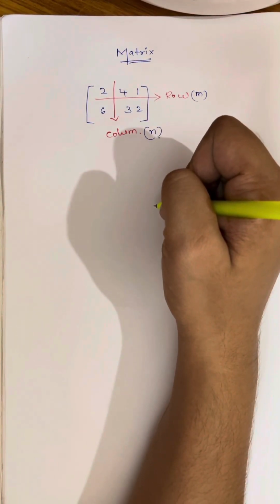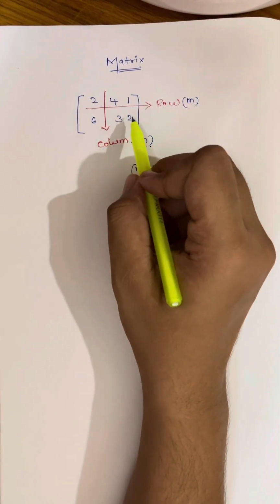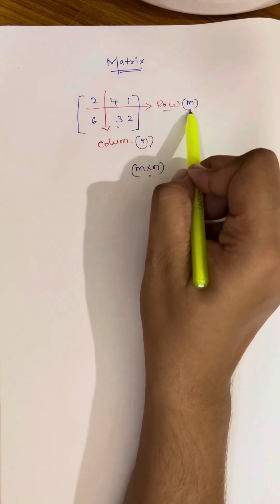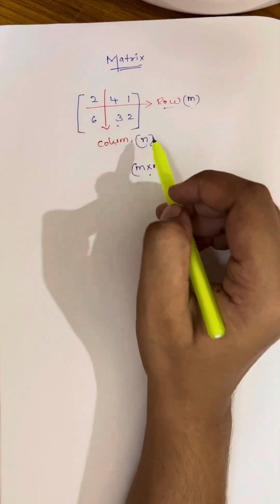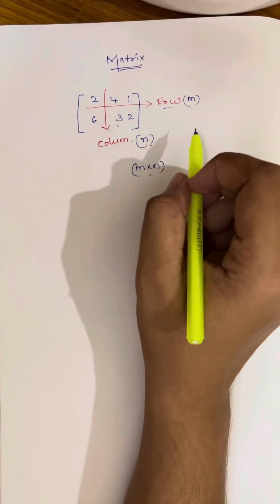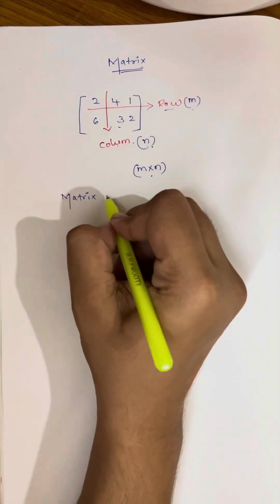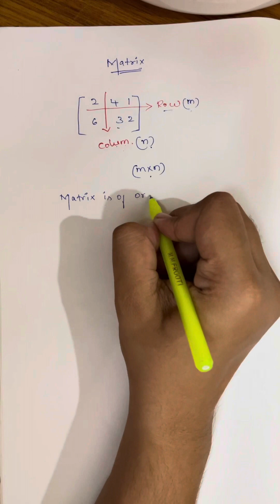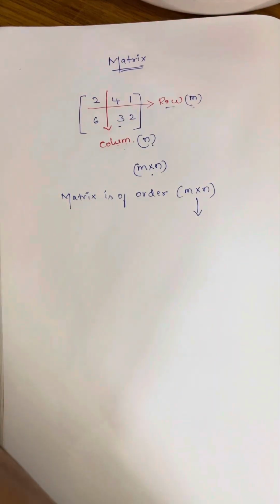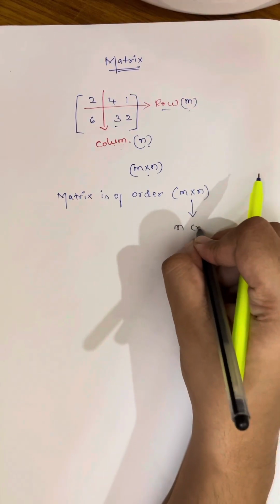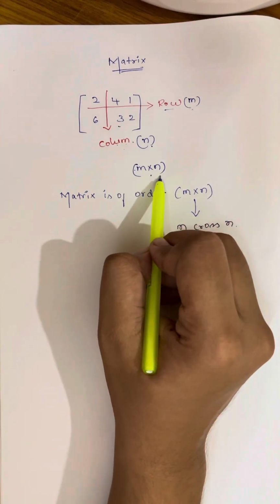If a matrix has m number of rows and n number of columns, we say that the matrix is of order m cross n. So when a matrix has m number of rows and n number of columns, we call it a matrix of order m cross n.